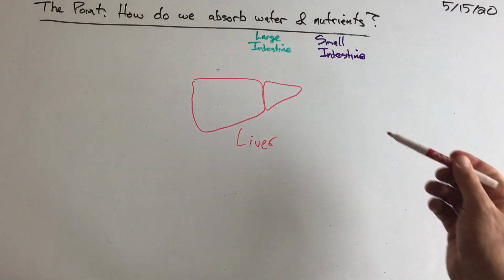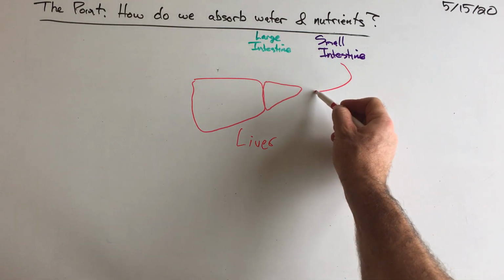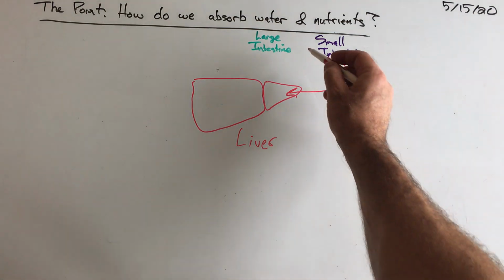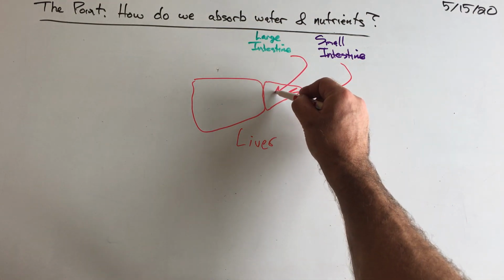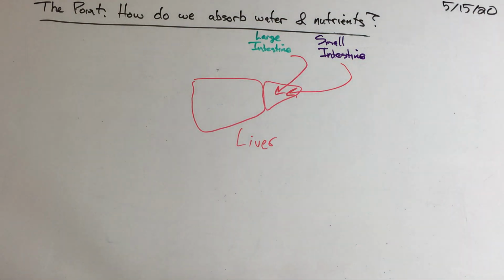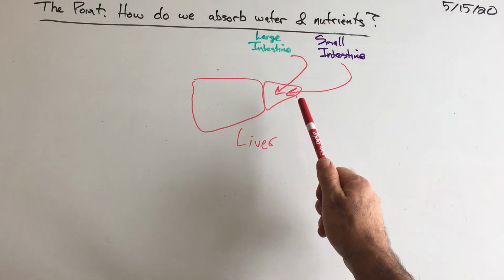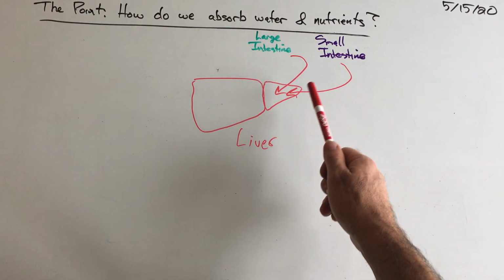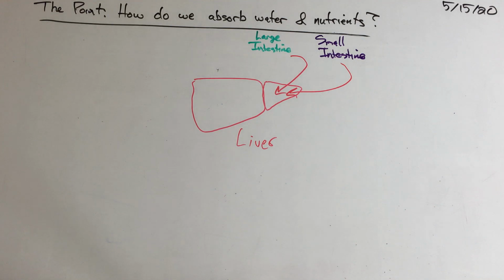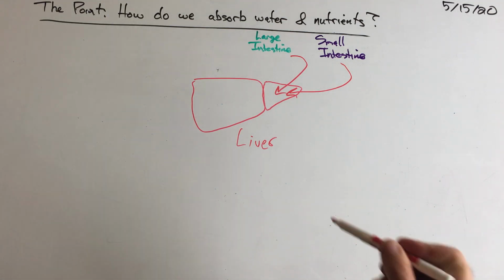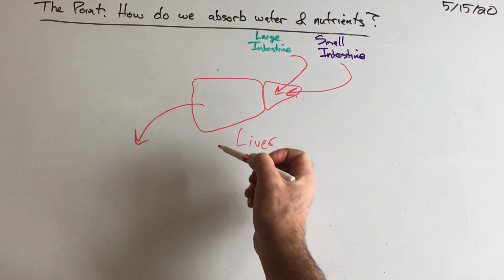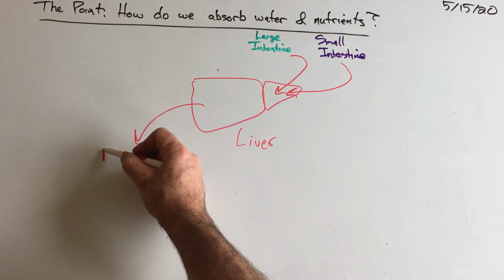So all the blood that leaves the small intestine instantly goes into the liver. All the blood that leaves the large intestine instantly goes into the liver. And the liver checks it. The liver checks everything that the small intestine absorbs and decides, hey, is this a good idea? Should that be in my body? And if so, it sends it out to the rest of the body.